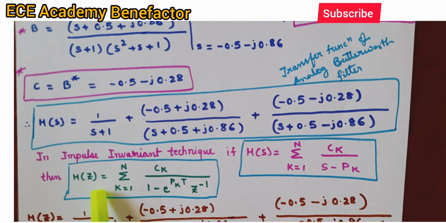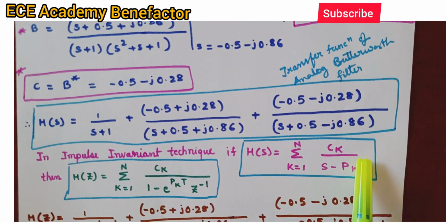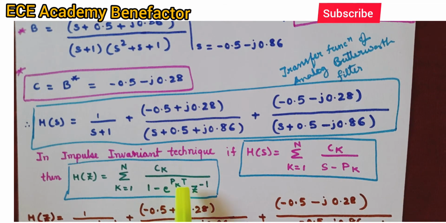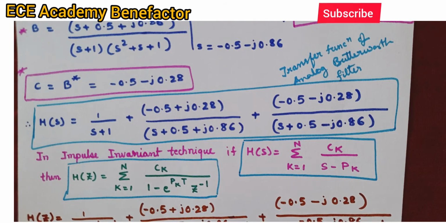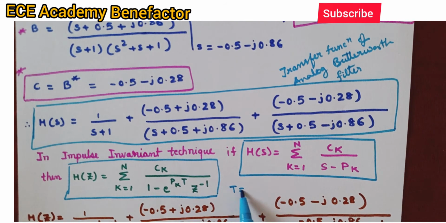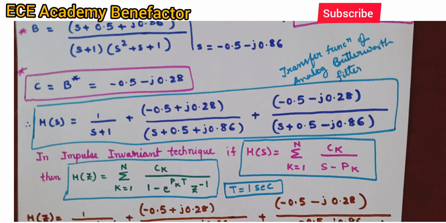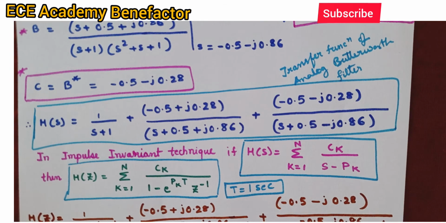So what is the h of z equation? Summation k is equal to 1 to N Ck by 1 minus e to the power pk T z to the power minus 1, whatever is pk here. Here sampling period capital T is given as 1 second. In the question it is given. If it is not given, you can assume capital T as 1 second and solve the problem.